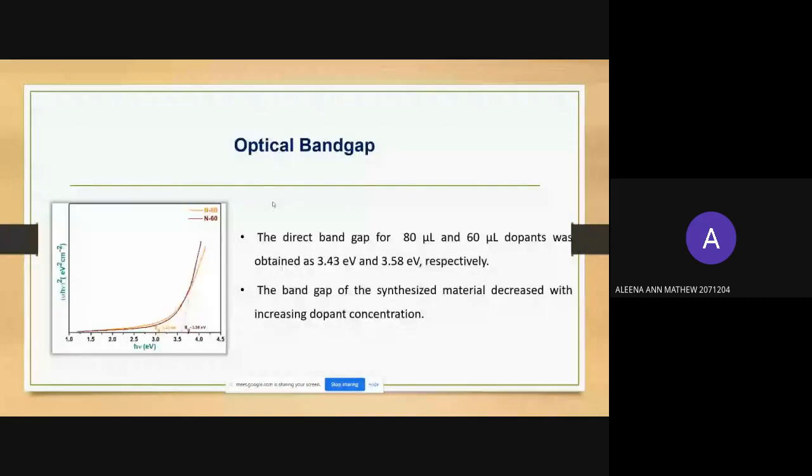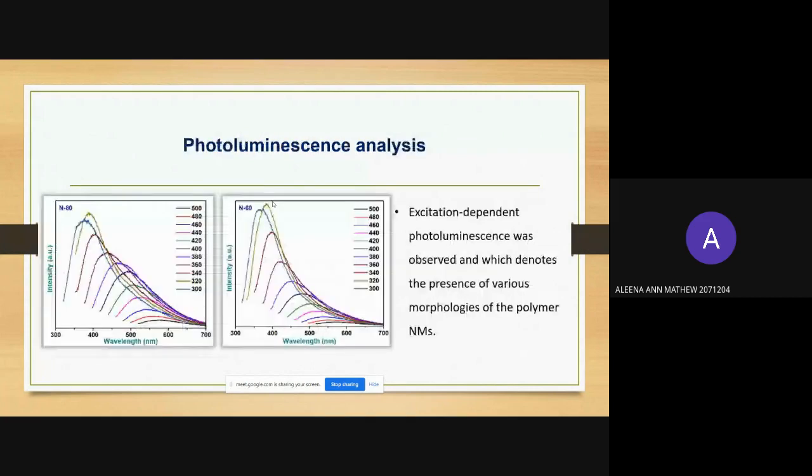So the energy necessary to excite an electron from the valence band to the conduction band is known as the optical energy band gap. The optical band gap depends on the photophysical and photochemical properties of the material. By Tauc plot method, band gap of the synthesized materials were calculated. The direct band gap for 80 microliter and 60 microliter dopants were obtained as 3.43 electron volt and 3.58 electron volt. In the extrapolation of the Tauc plots observed, the band gap of the synthesized material decreased with the increased dopant concentration.